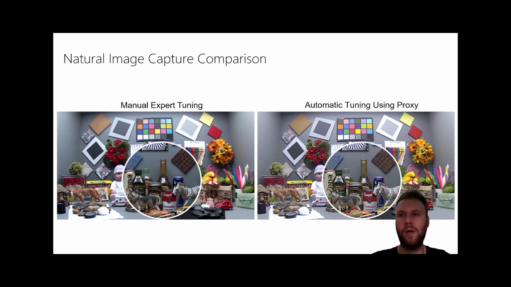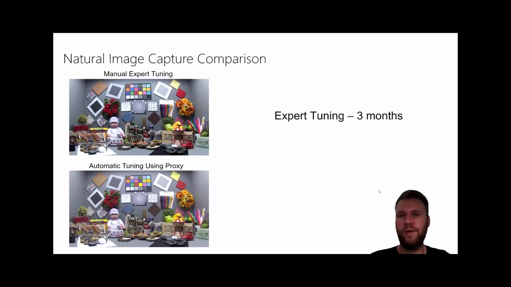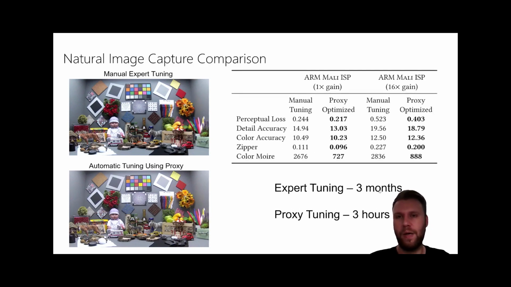So we show a side-by-side comparison where the manually tuned result is shown on the left side and the automatically tuned proxy result on the right side. And in fact, 3 months of expert tuning were not enough to outperform our proxy tuning results, which in automated fashion, mind you, sampled the learned proxy function tens of thousands of times, for even quantitative, traditional image quality metrics that measure detail accuracy, color accuracy, and more. So overall, this proxy optimization approach turned out to be a really effective strategy to tackle optimization of hardware ISPs.